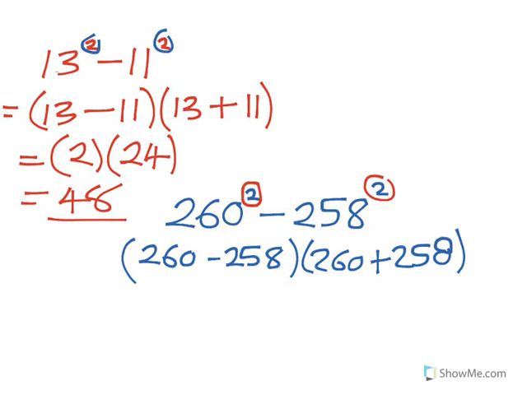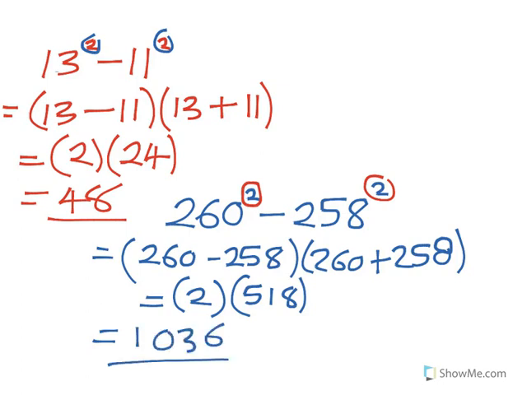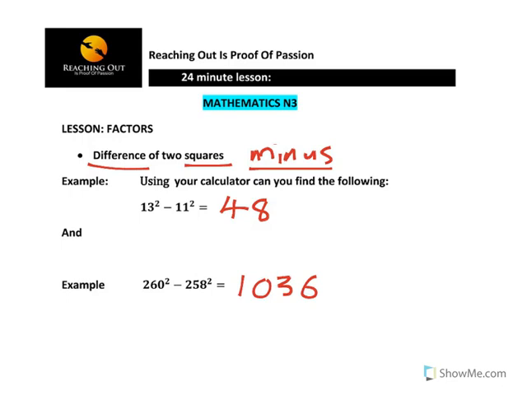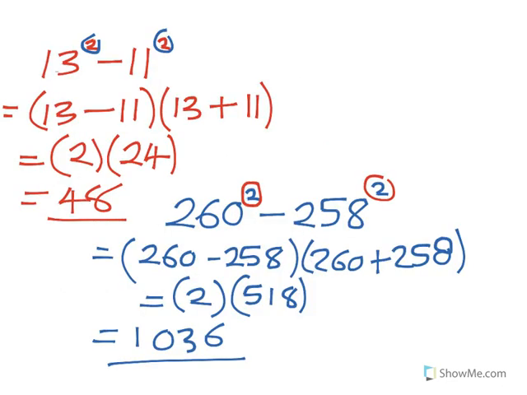Again, pretend you have got 260 squared minus 258 squared. Pretend you don't see the squares, those that are settled in red. So you are going to see 260 minus 258, and the other one will be 260 plus 258. If you work it out, here you are going to get a 2, and the other one you are going to get 518. If you multiply 518 times 2, you are going to get 1036, which is the previous answer that you got when you did your calculating. So this is called the difference of two squares.